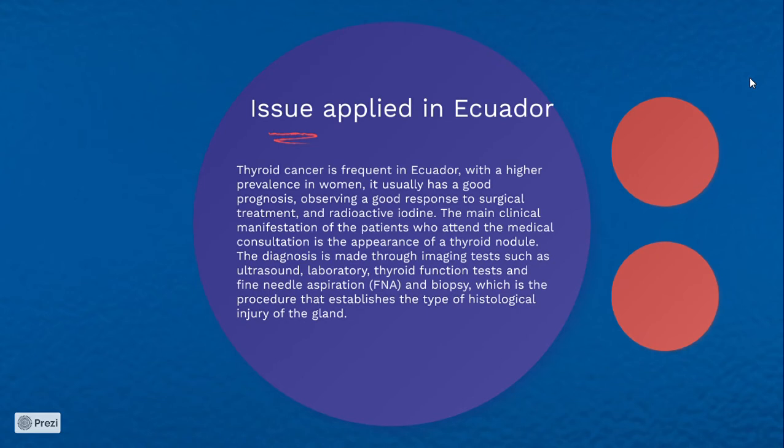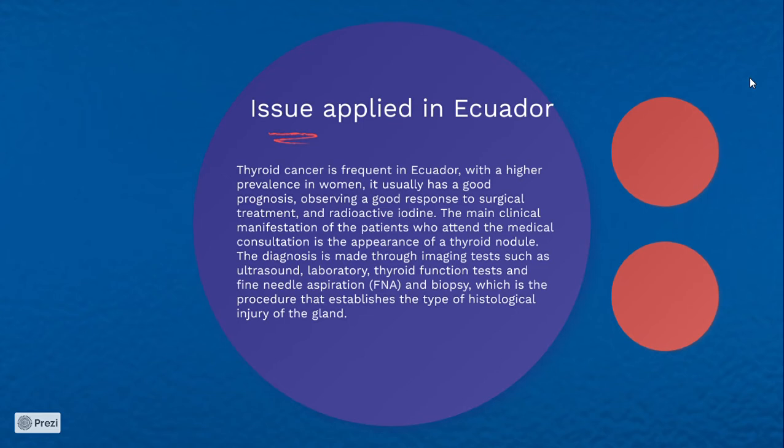Issue applied in Ecuador. Thyroid cancer is frequent in Ecuador with a higher prevalence in women. It usually has a good prognosis, observing a good response to surgical treatment and radioactive iodine. The main clinical manifestation of the patients who attend the medical consultation is the appearance of a thyroid nodule.